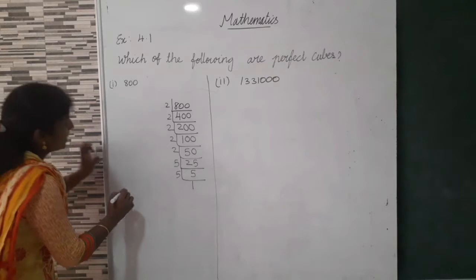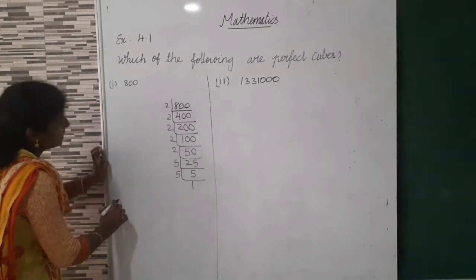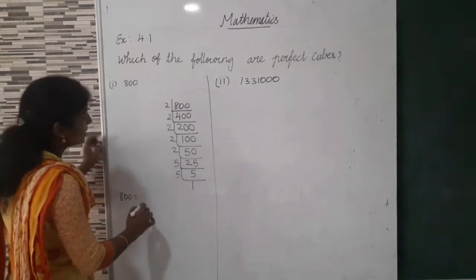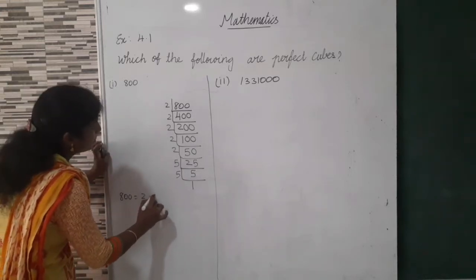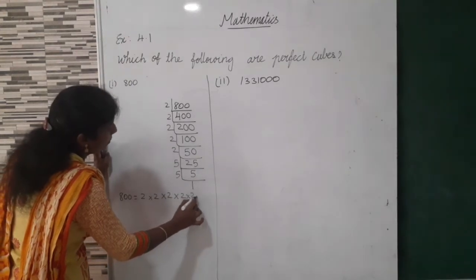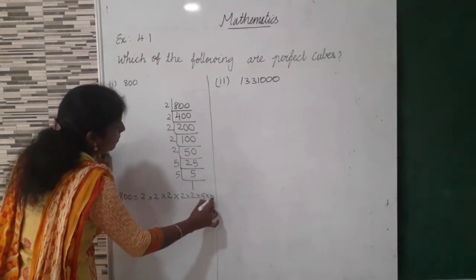Okay. Now we can write what are the prime factors of 800? 800 is equal to 2 into 2 into 2 into 2 into 2 into 5 into 5.